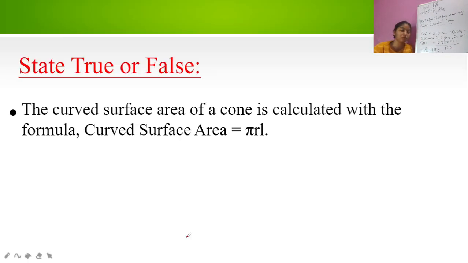Okay, now students, we have a true false for you. The curved surface area of a cone is calculated with the formula curved surface area, that's pi r l. Is it a correct statement or a wrong one? Yes, this is a correct one. To find it out, the curved surface area for any cone is pi r l. So this is a correct statement, it is true.